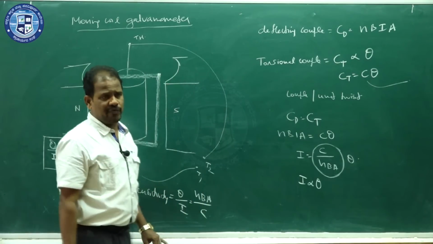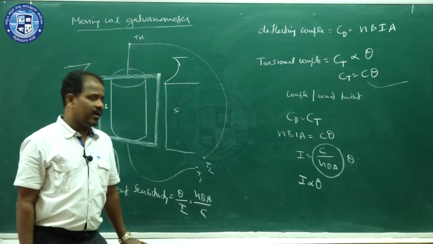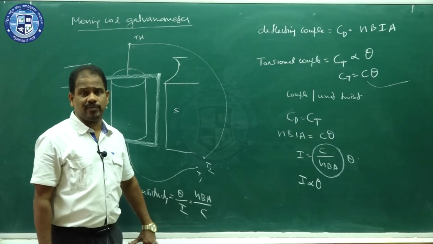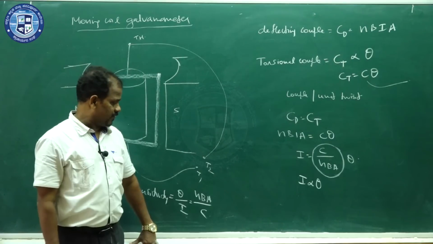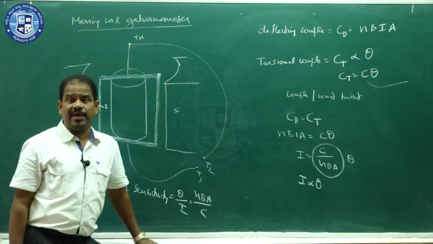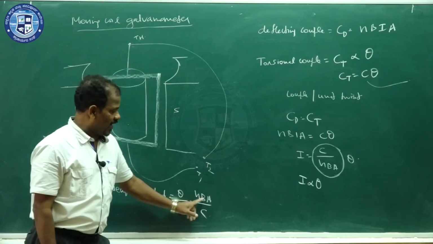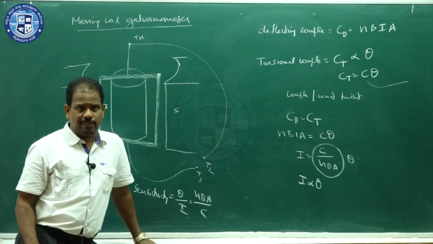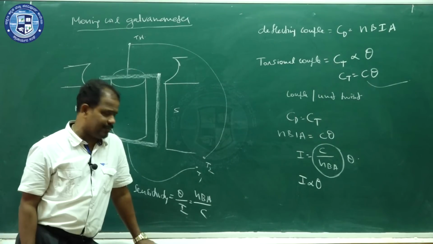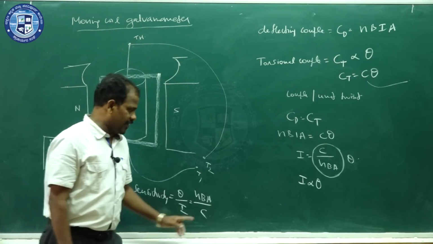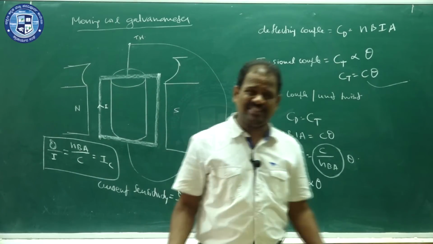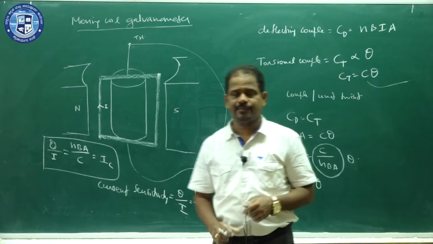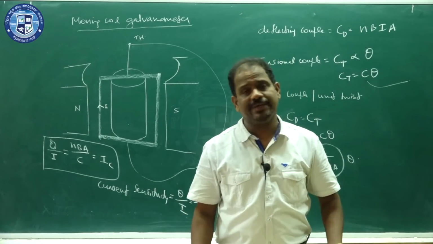So if you want to increase the current sensitivity, we should select a coil of more number of turns, a coil of bigger area, and a stronger magnetic field between the two magnetic pole pieces. The couple per unit twist of the wire should be less, because sensitivity is directly proportional to NBA and inversely proportional to C. It is called current sensitivity.